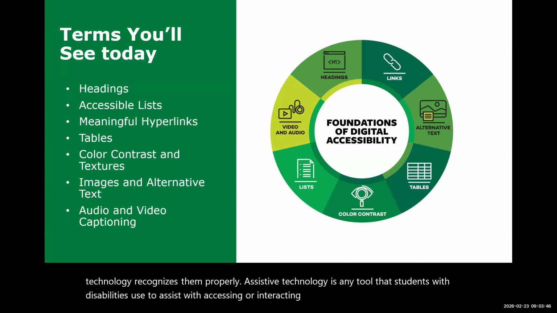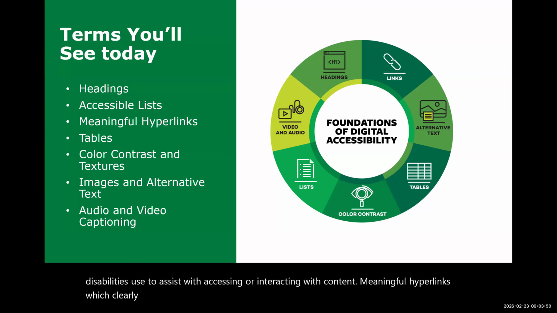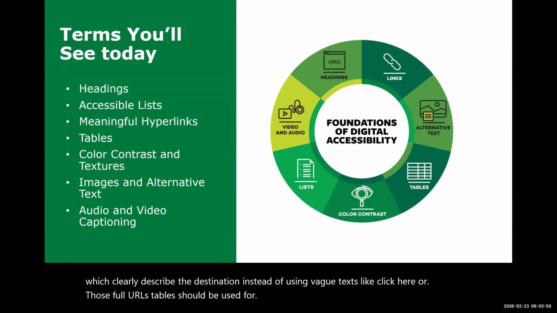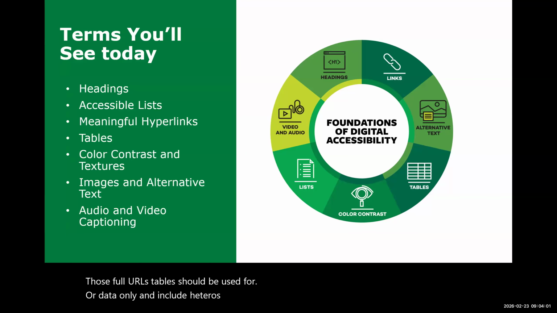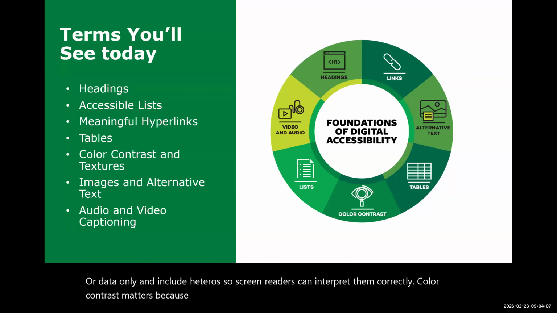Meaningful hyperlinks clearly describe the destination instead of using vague text like "click here" or full URLs. Tables should be used for data only and include header rows so screen readers can interpret them correctly. Color contrast matters because not everyone perceives color the same way. So ensure strong contrast and never rely on color alone to convey meaning.